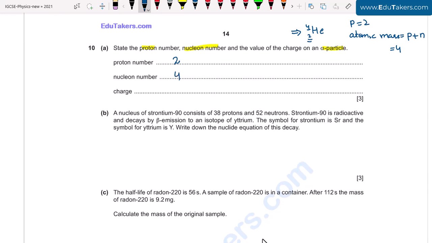And we also have to tell the value of the charge on alpha particle. As alpha particle is made up of 2 protons, so the charge will be +2.